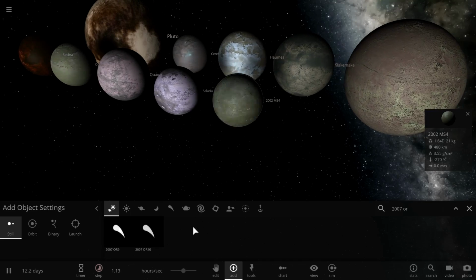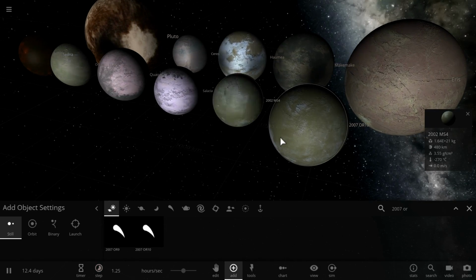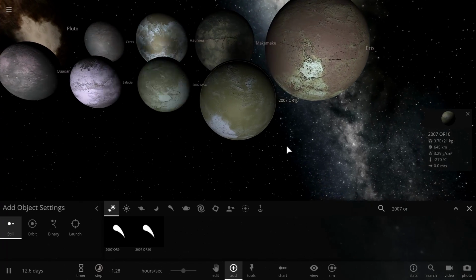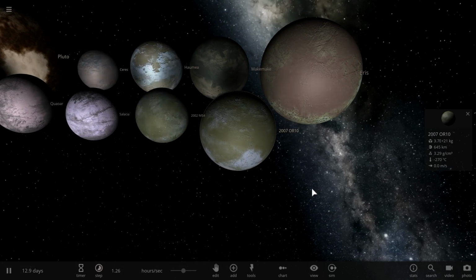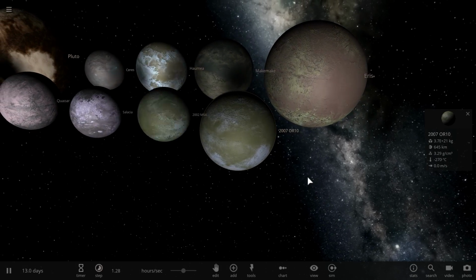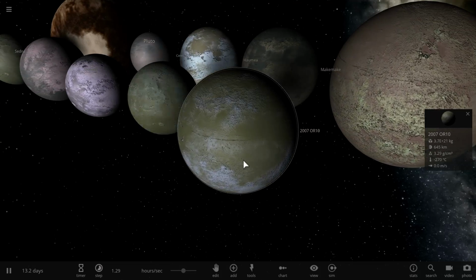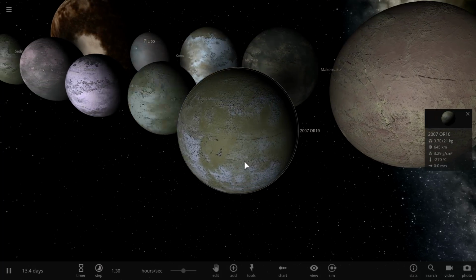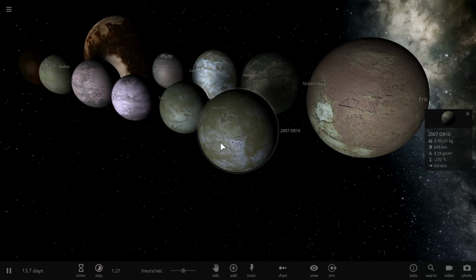The number in front obviously means the date when it was discovered. And 2007 OR10 is the only object here that is located in what's known as a scattered disk. It's a region of space that's past Neptune, and it has quite a lot of objects similar to this. This is probably the biggest one in this region at a distance of about 67 AU from us. The single orbit for this object takes about 550 years.